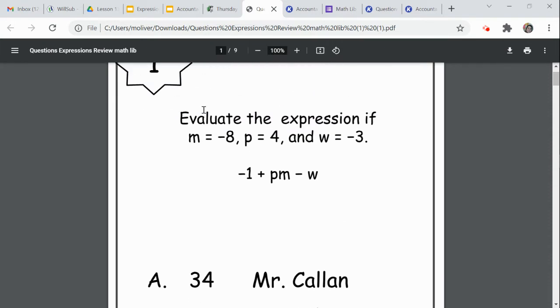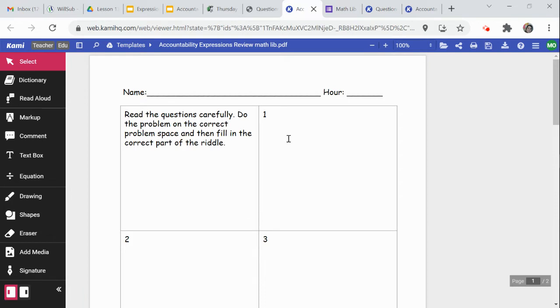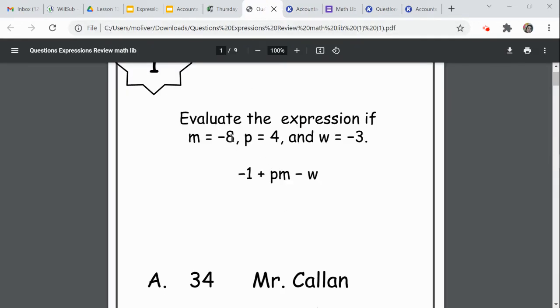Okay, so the very first question says, evaluate the expression if m equals -8, p equals 4, and w equals -3. Now remember, that is when you actually go through and plug in each of these for that letter. So p times m, that means you're taking 4 times -8. It is not becoming 4 minus 8. It's a multiplication right there. Okay, so that's multiplication. And then minus w.